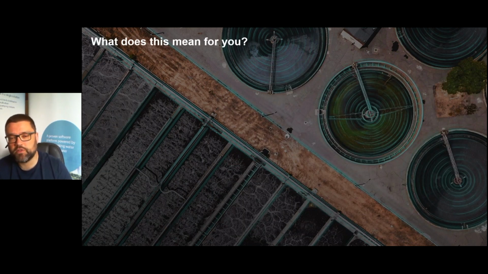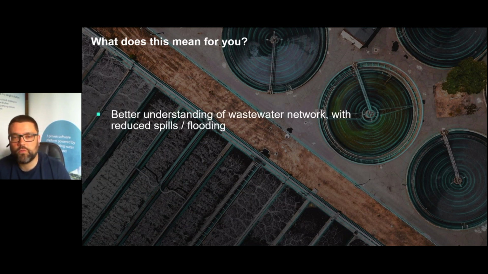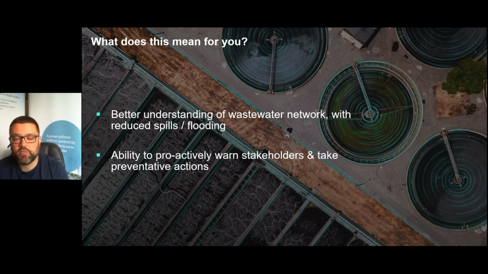So what does this all mean for you? What do these AI algorithms and these actionable insights mean? It gives water and wastewater utilities a better understanding of the network. That's key. Gives them the ability to understand what will happen. And if you know what will happen, you can in turn reduce the problems which might happen. It gives you the ability to proactively warn stakeholders. You can tell people before there are problems, and you can also take actions to prevent problems. You can jet that sewer. You can deploy that temporary detention tank. You can divert the flow to a different area.